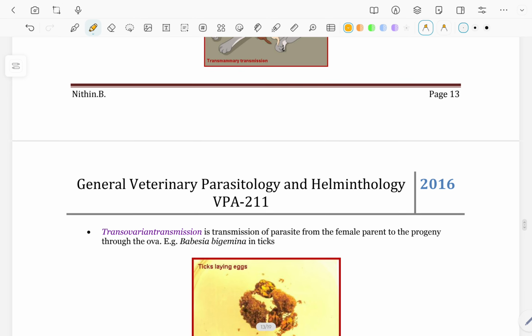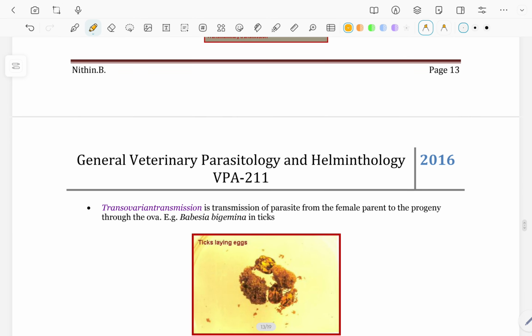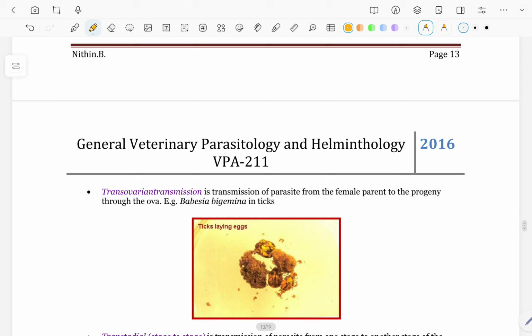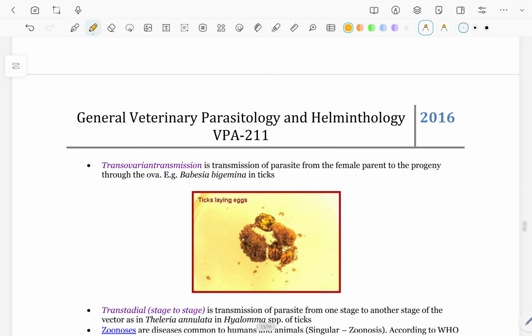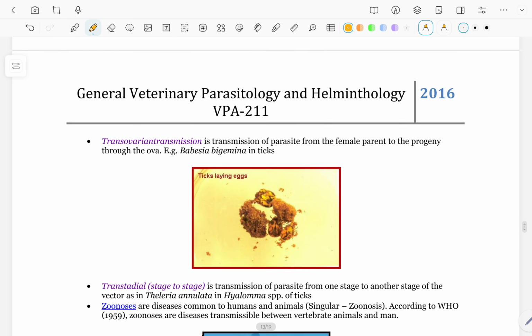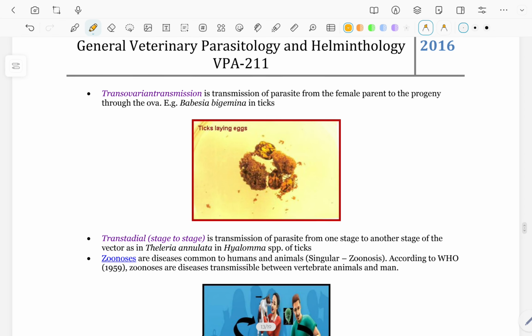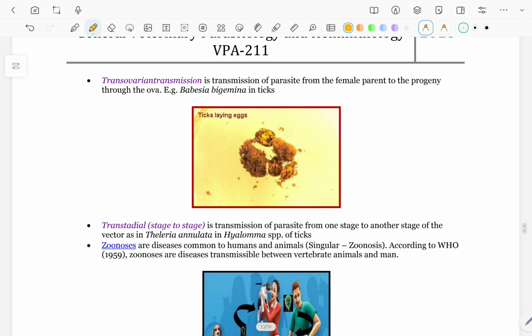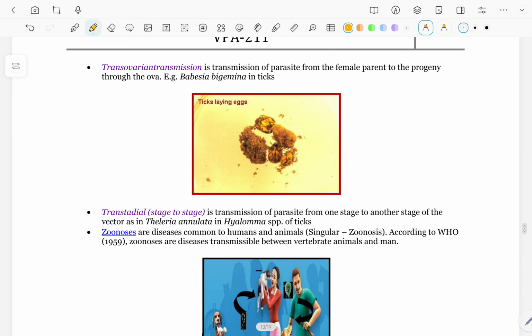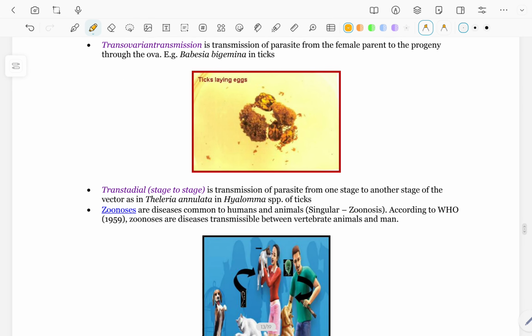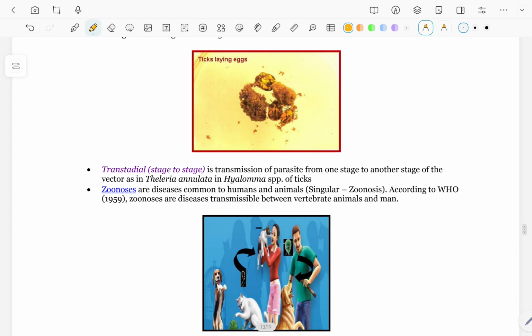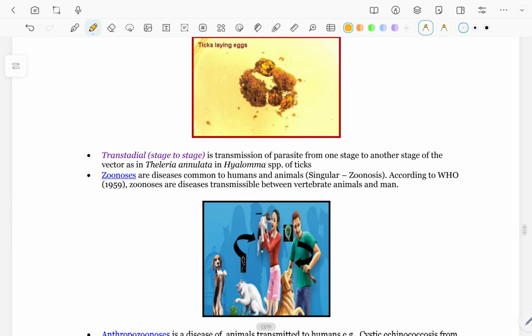Transovarian transmission is transmission of a parasite from the female parent to the progeny through the ova. Example: Babesia bigemina in ticks. Transstadial, stage to stage, is transmission of a parasite from one stage to another stage of the vector, as in Theileria annulata in Hyalomma species of tick.